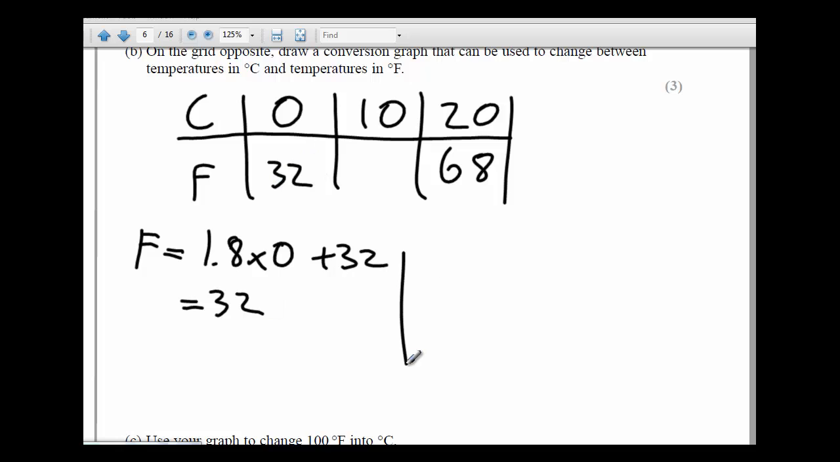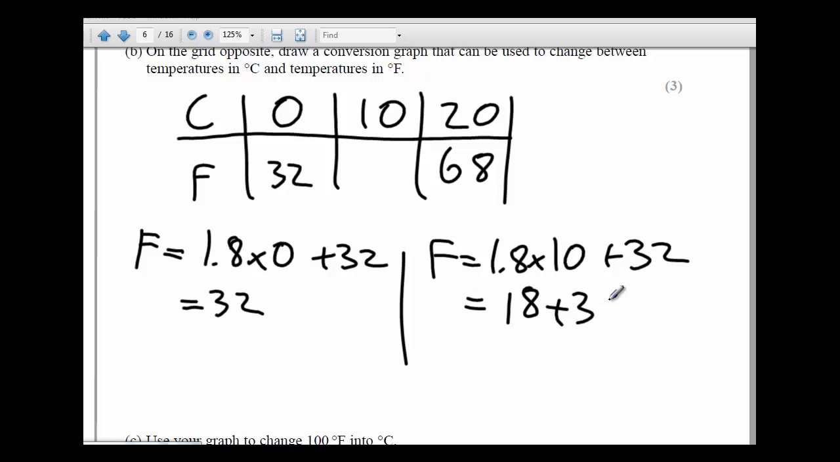And when it's 10 degrees, then the temperature in Fahrenheit is 1.8 times by 10, add 32, which is going to be 18, add 32, which is 50. So now I've got 3 points. I can just plot these on the graph. I'll leave you to do that, and then draw a straight line joining them up.